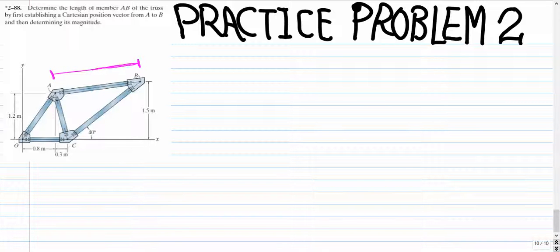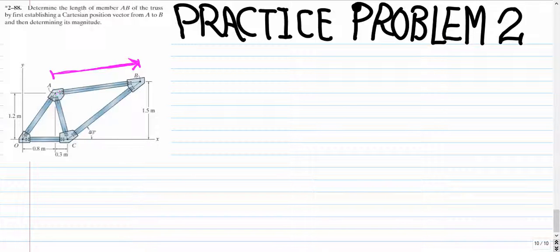Now they have given us the procedure, the way to do it, and that is they want us to first find the Cartesian form of this vector from A to B. After we have done that, they want us to find its magnitude.